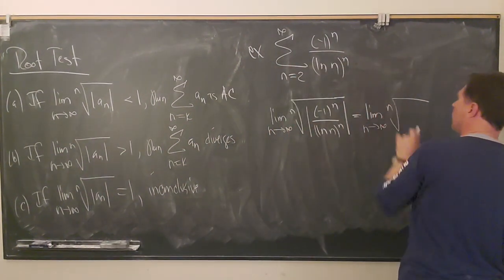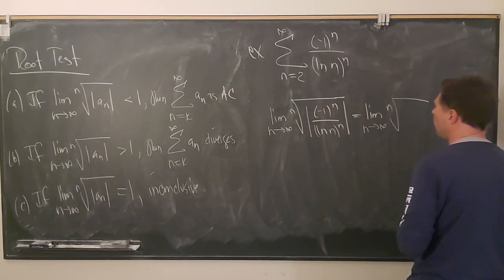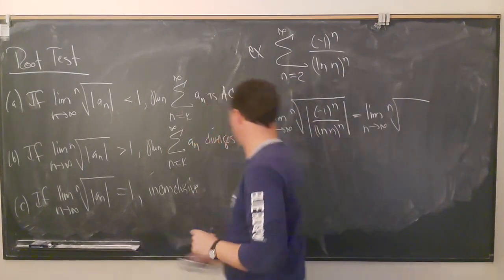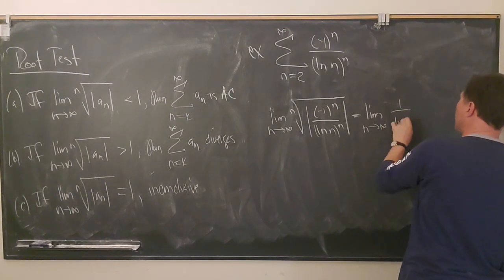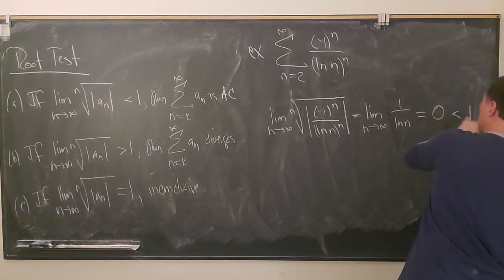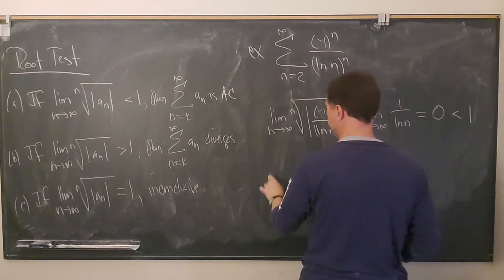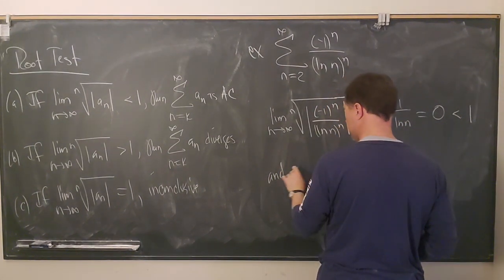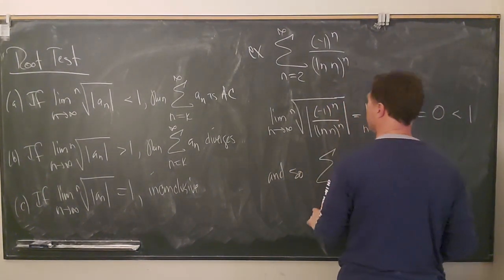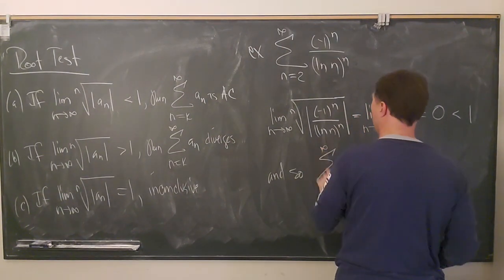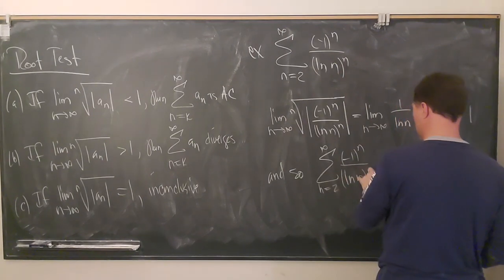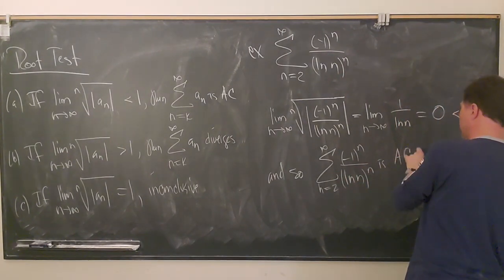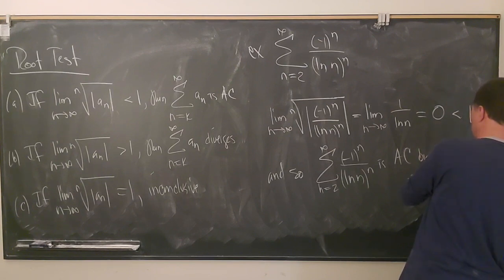Limit of the nth root. Well, let's see what happens. It cancels off that, so we get just 1 over the natural log of n. That's equal to 0, which is less than 1. And so our original series is absolutely convergent by the root test.